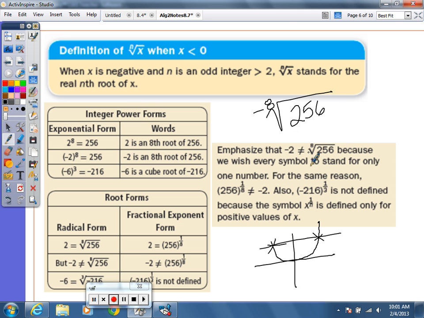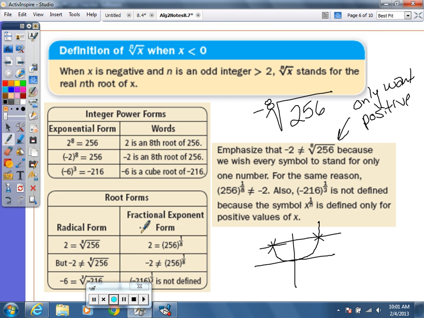If they're giving you this symbol, and this will be on the quiz, they only want the positive one. Even though there are 2 8th roots, the 8th root symbol is only asking for the positive one. Can't say that enough. Okay?